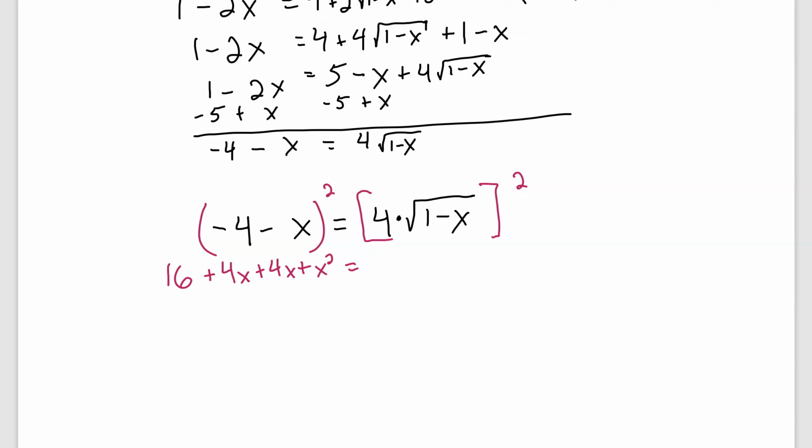Over here, think of this as 4 squared and this squared. So that's 4 times 4, which is 16, and I don't need the square root. I need times 1 minus x, because they're multiplied. Each item will get squared. So I get 16 minus 16x. And then over here I get x squared plus 8x plus 16.